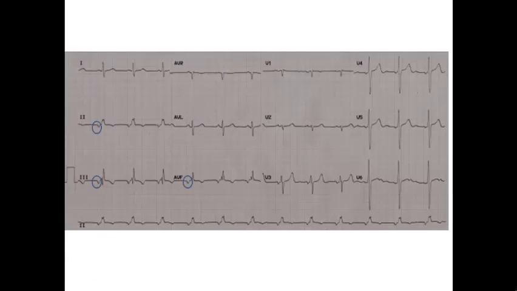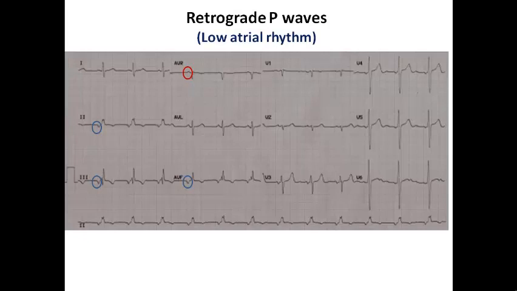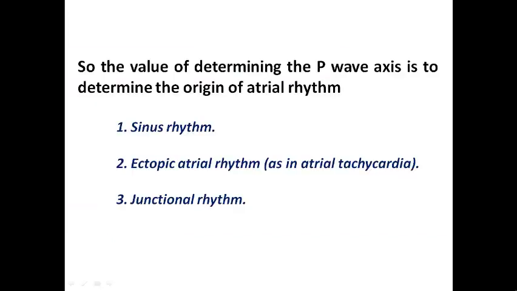And if I use this example here, the P waves are negative in leads 2, 3, and aVF, and positive in aVR, so they are reversed. These are retrograde P waves, and it is a low atrial rhythm. So the value of determining the P wave axis is to determine the origin of the atrial rhythm, for example, whether it is sinus rhythm, ectopic atrial rhythm, or junctional rhythm.